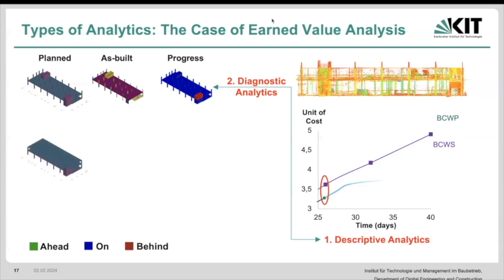Now, let's say we go and monitor it again. Based on the information that we have from different stages of monitoring, we can now predict what our budgeted cost of work scheduled could be going forward, or the budgeted cost of work performed would be going forward, based on the previous data that we've collected. This is a type of predictive analytics: given previous information, predict what is going to happen in the future.